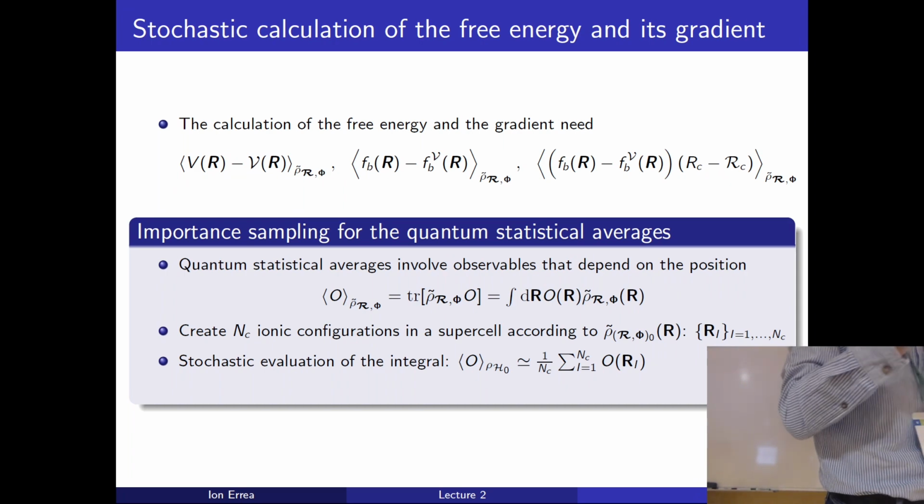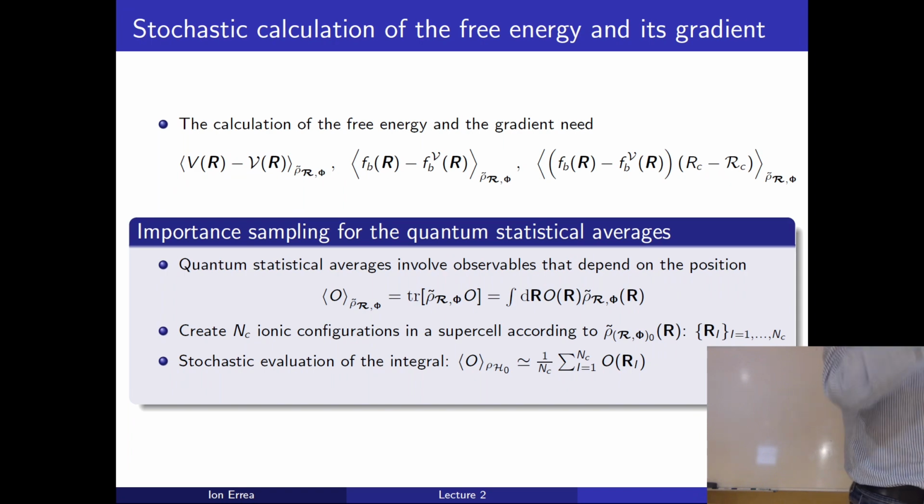We calculate, for these configurations that we have created with this distribution function, this operator here for those configurations with DFT or whatever you want, and we do this average, right? This is a standard Monte Carlo integral, okay? So what do we need to calculate? In these configurations, we need to calculate forces, and that's it, and the energies. Which are, in any DFT code, standard.